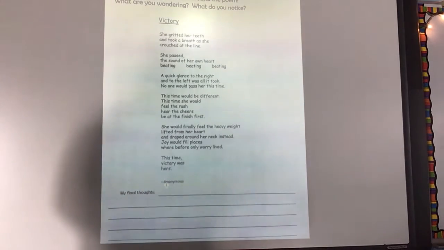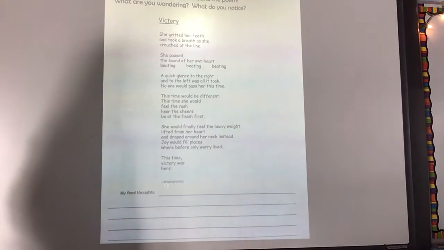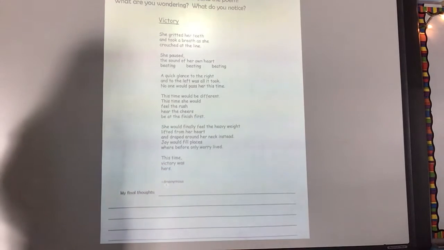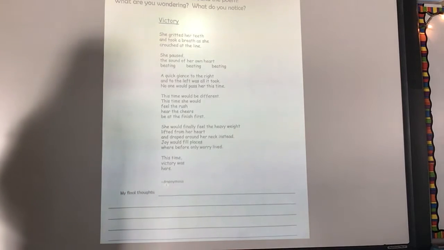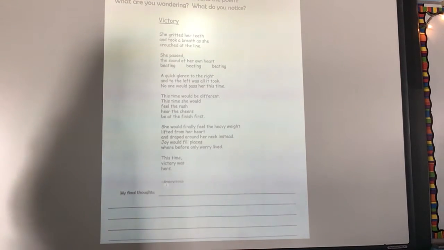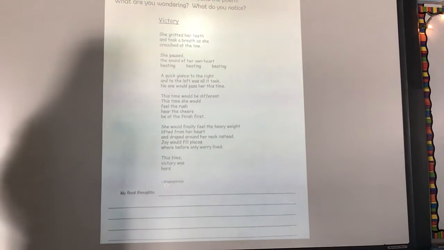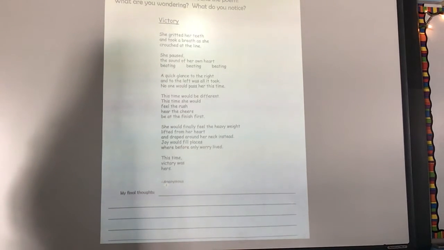Victory. She gritted her teeth and took a breath as she crouched at the line. She paused, the sound of her own heart beating, beating, beating. A quick glance to the right and to the left was all it took. No one would pass her this time. This time would be different. This time she would feel the rush, hear the cheers, be at the finish first. She would finally feel the heavy weight lifted from her heart and draped around her neck instead. Joy would fill places where before only worry lived. This time, victory was hers.